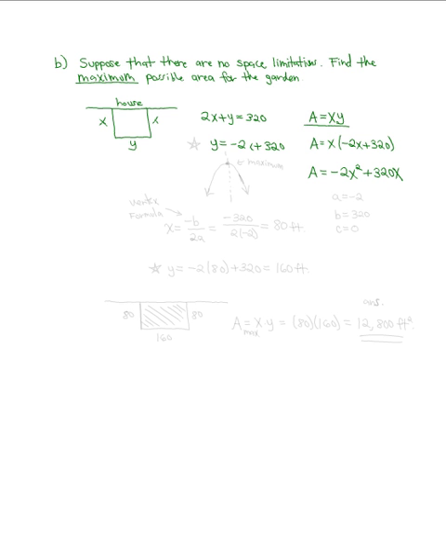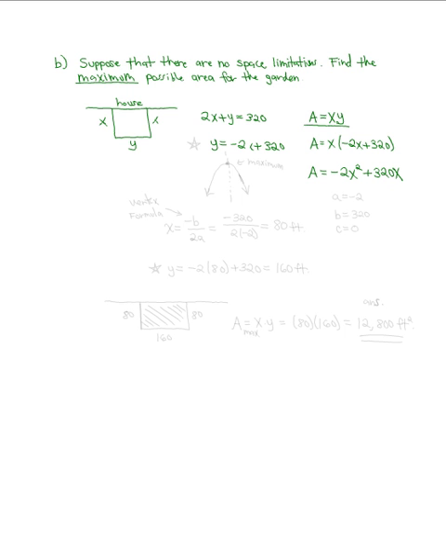You solve for y by subtracting 2x from both sides. You get y equals negative 2x plus 320. And we take that and substitute it in for y into the area equation. And you get area equals x times negative 2x plus 320, close parentheses. You can distribute the x and you get negative 2x squared plus 320x. Notice this is the same work as the beginning stages of part A.